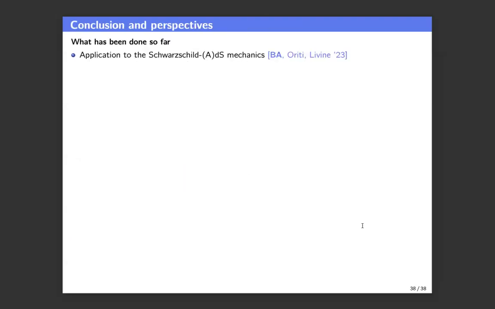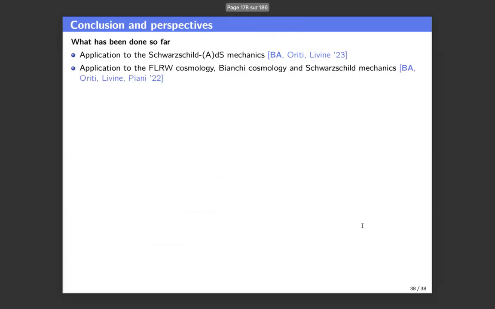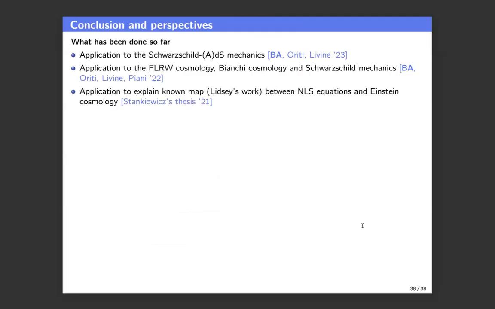Okay, so the conclusion. What has been done so far, and I didn't have time to show you this, is that we have applied this to the Schwarzschild AdS mechanics. It has also been applied to FLRW cosmology and to Bianchi cosmology. It has also been used, this dictionary, to understand and explain some maps that were introduced about 10 years ago, in particular by Lidsey, which was kind of a curiosity, a map between the Gross-Pitaevskii equation and the Einstein cosmology dynamics. And this dictionary that I just introduced actually makes this map transparent.